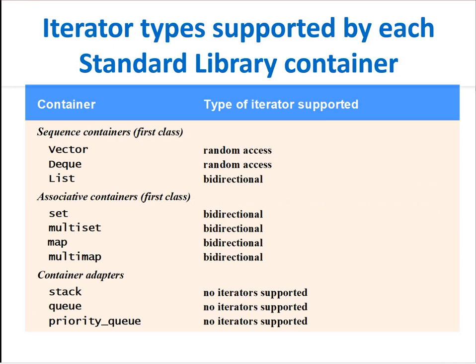Iterator types supported by each standard library container. Vector: random access iterator supported. Deque: random access, and list: bidirectional iterator. In associative containers, set and multiset, map and multimap are supported by the bidirectional iterator. Stack, queue, and priority queue are derived containers from the sequence container, so these three containers do not support any iterator type.